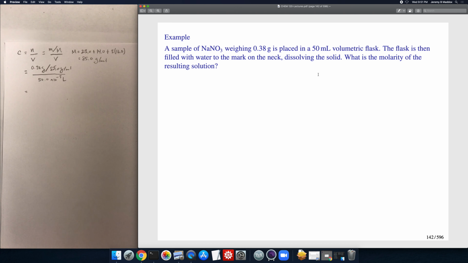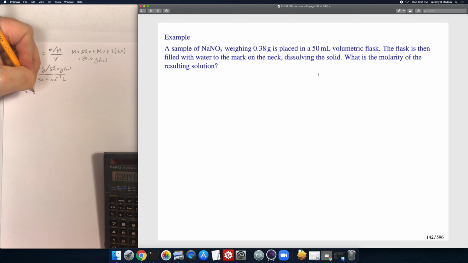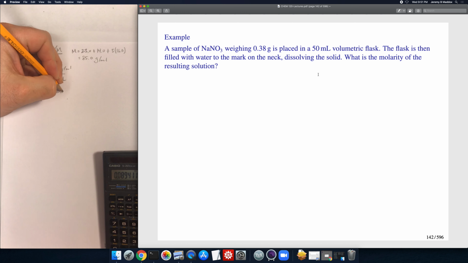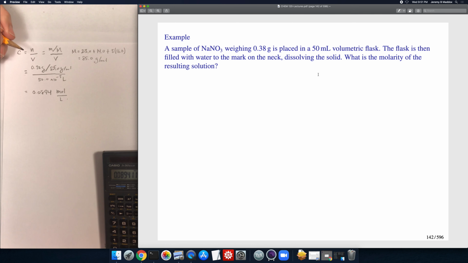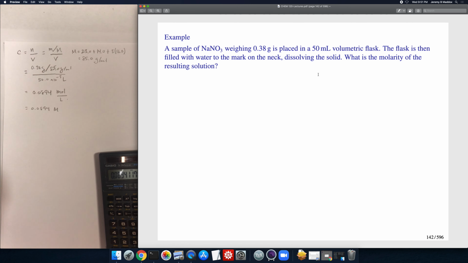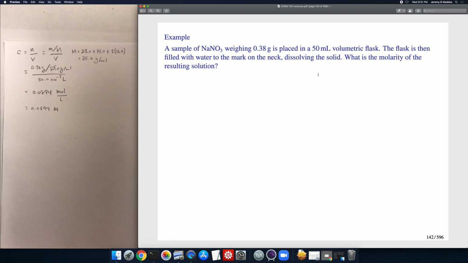So running this through my calculator, I'm coming up with a molarity of 0.0894. That would be units of moles per liter. Or we could say it's a 0.0894 molar solution. Okay, so this is just a direct and simple calculation of molarity.